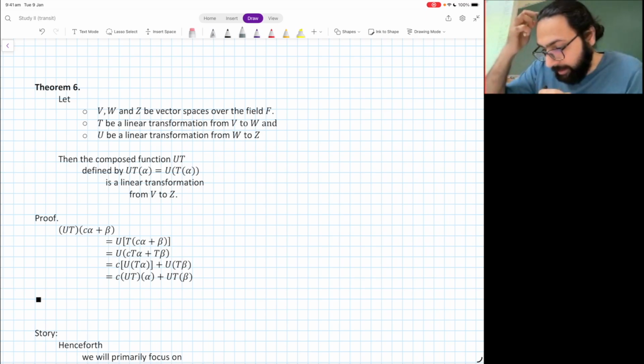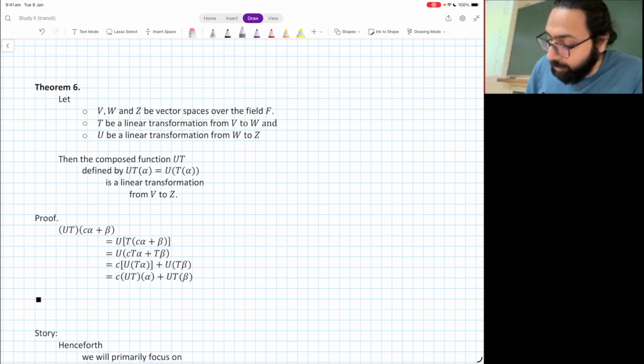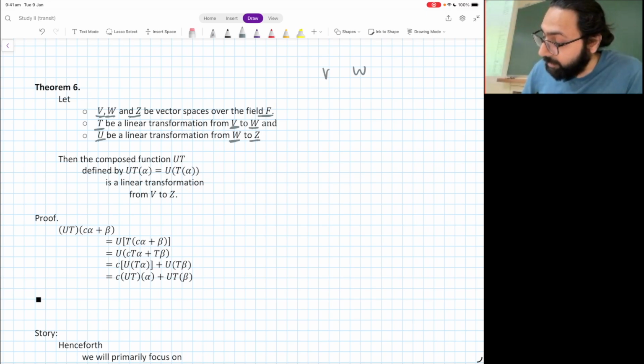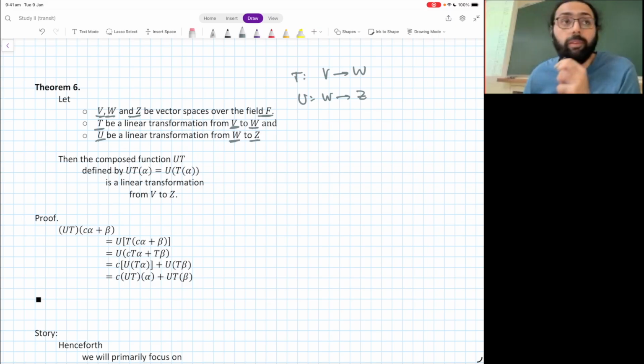So the next thing we look at is theorem 6. Theorem 6 says the following. Suppose V, W, and Z are vector spaces over the field F. And let T be some linear transformation from V to W, and U is some linear transformation from W to Z. So T is taking you from V to W, and U is taking you from W to Z. Okay, so those are the vector spaces.